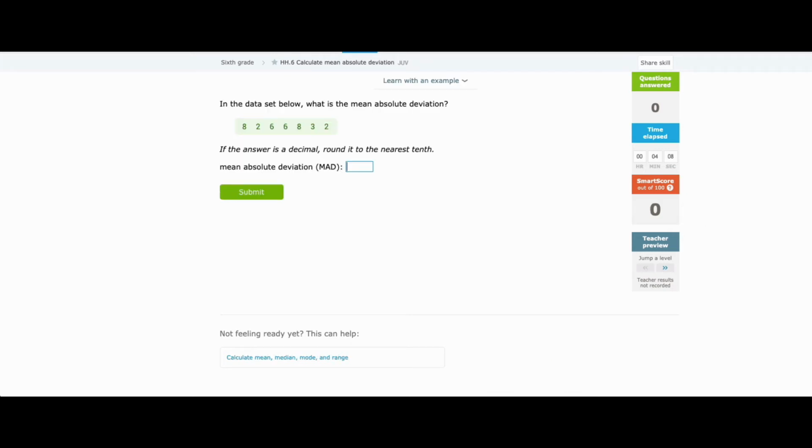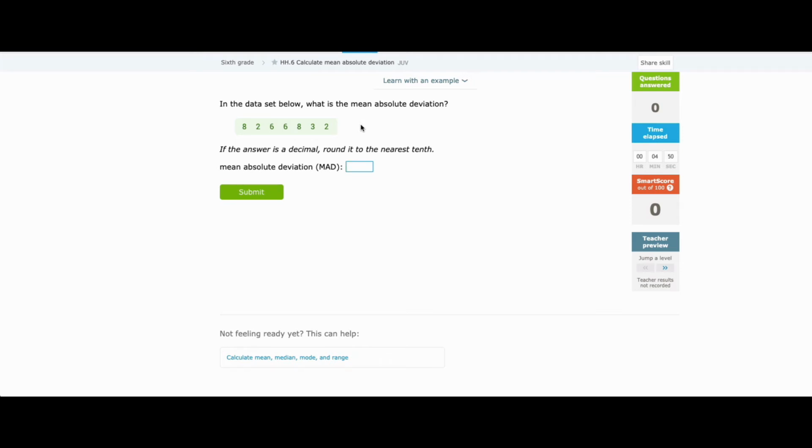The next IXL section, HH.6, is asking you to calculate the MAD. Remember, MAD is mean absolute deviation. This requires some work. You're going to need a few minutes to do the problems. They're very doable, but first maybe recall, what is MAD? You have to find the distance that each number is from the mean. So as a recall, step 1, you first need to calculate the mean of this data set. 8 plus 2 plus 6 plus 6 plus 8 plus 3 plus 2 divided by 7, because there are 7 numbers in this set. That is your mean.